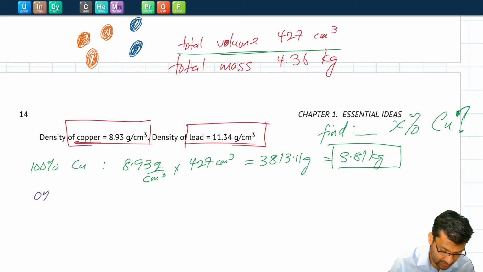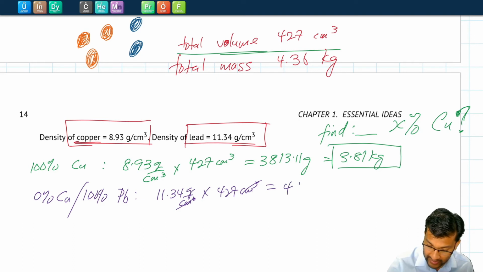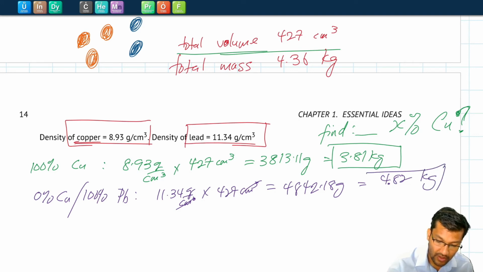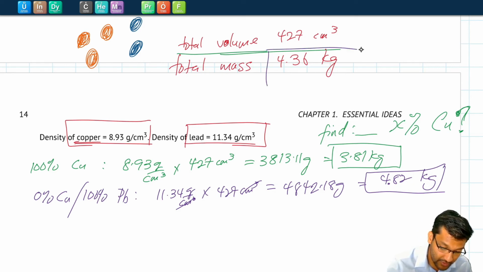If it's 0% copper but 100% lead, Pb is for lead, then we have 11.34 grams per centimeter cube times 100% of the volume, so 427 centimeter cube. Centimeter cubes cancel out. We get 4842.18 grams, or 4.82 kilograms. So if it's 100% lead, 0% copper, the mass is going to be 4.82. The mass that they give us is 4.36.